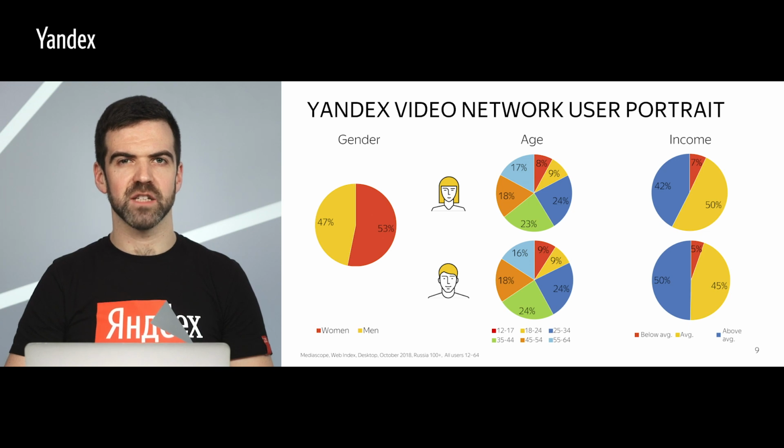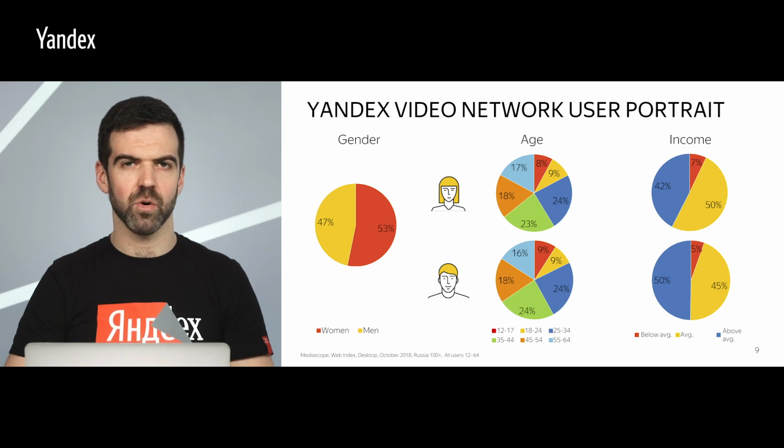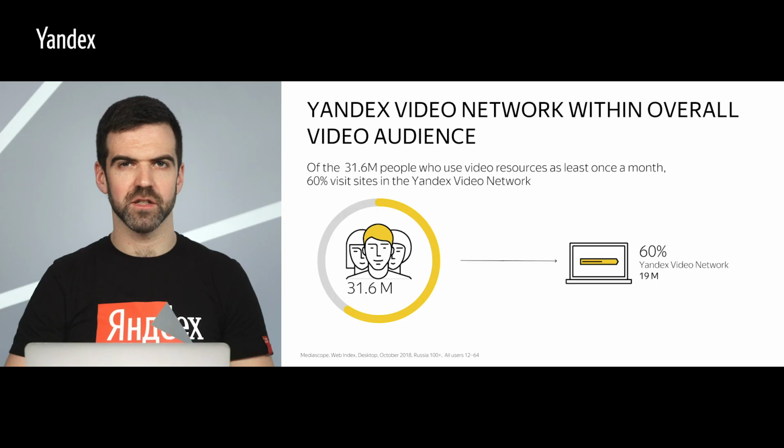As for the makeup of the Yandex Video Network's audience, it is more or less evenly split between men and women. In terms of age distribution, there is a clear core of users in the range of 25 to 54. This portion of the audience has the most purchasing power and are active online shoppers. The incomes of most users of the Yandex Video Network are average or above average, which again points to the purchasing power of its audience. It is interesting to note that half of all Russian video content users visit sites in the Yandex Video Network. In absolute numbers, the Yandex Video Network reaches almost 20 million users.